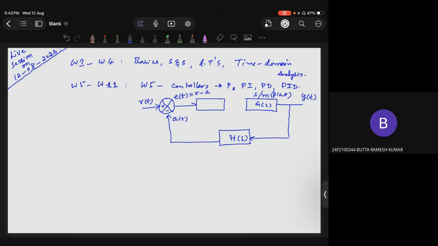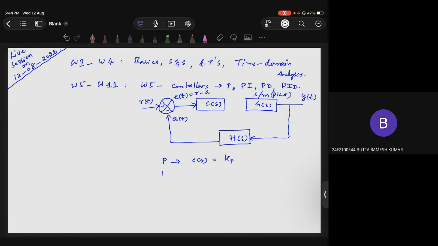That error we give to the controller C of S. Basically, C of S is nothing but, if it is a proportional controller, we are taking the feedback H of S and comparing that with the reference input, and that is nothing but the error. If it is a proportional controller, the C of S will be some constant K, which we call KP.